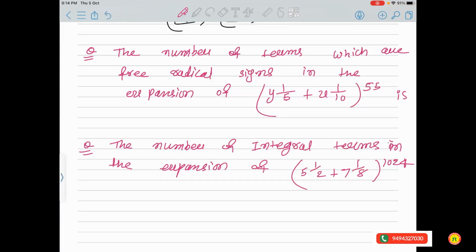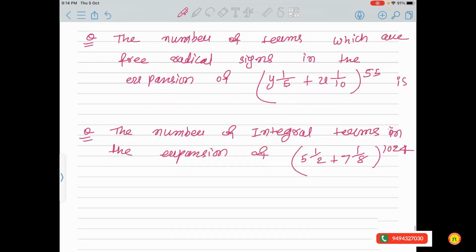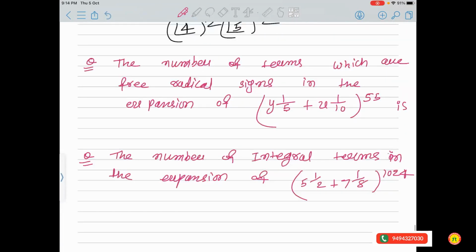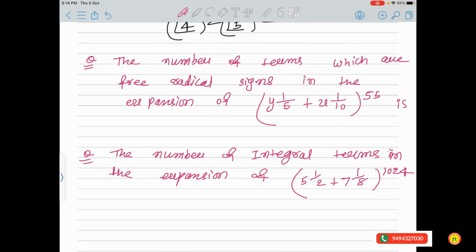So now, can you answer this question? The number of terms which are free from radical sign in the expansion of this. It means our powers must be integers, right? X power and y power must be integer.